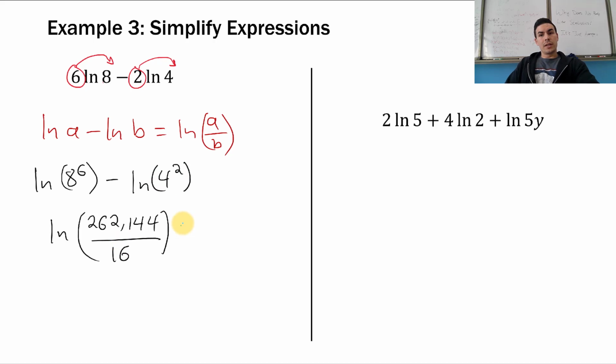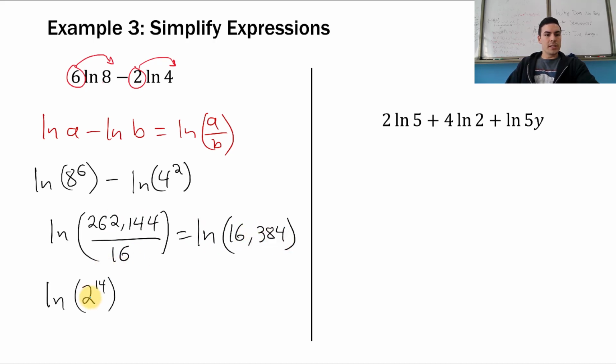So that simplifies to the natural log. We're just simplifying what's inside of the log now. It's going to be 16,384, which we can express as 2 to the 14. Now we're going to do the reverse of what we did up here. We take our 14, bring that out as the coefficient, and our final simplified expression is going to look like 14 natural log of 2.